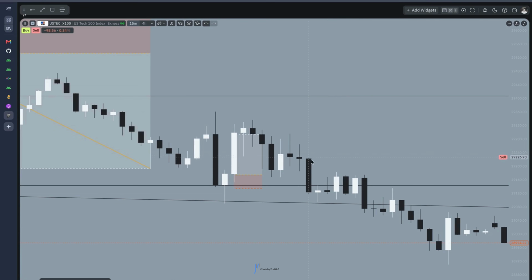Cool. Next trade comes. This huge momentum candle to the downside. It closes below. I would have been in there.